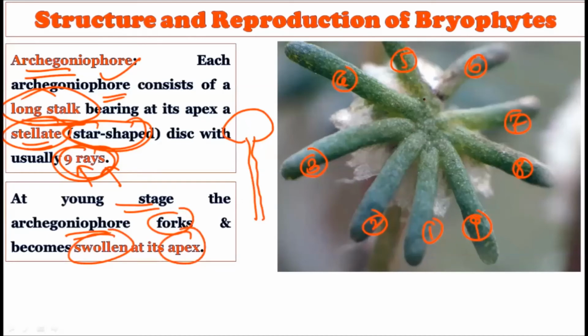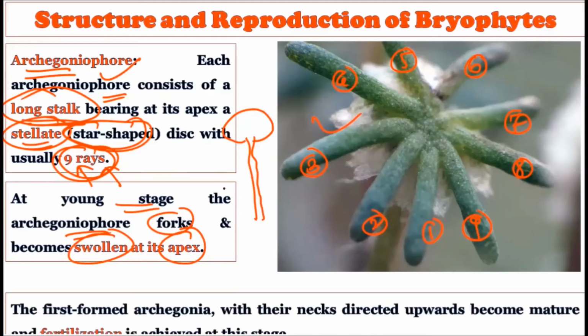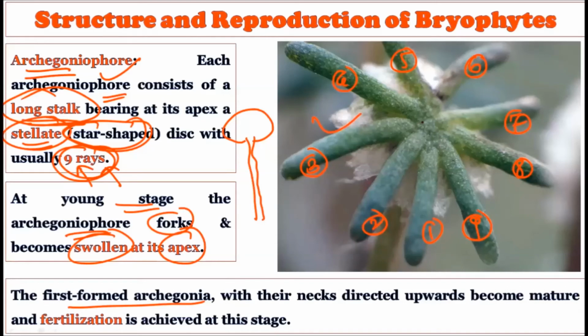Okay, at the young stage it forks at the apex and becomes swollen like this, as you can observe in this particular picture. Okay. Now consider the first formed archegonia. Whatever archegonia were formed first, with their necks directed upward, mature, and fertilization is achieved at this particular stage. And as you know, fertilization occurs through the medium called water.